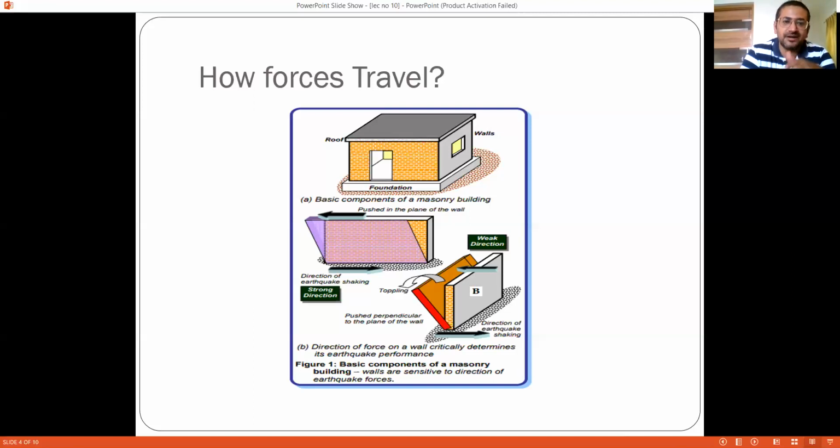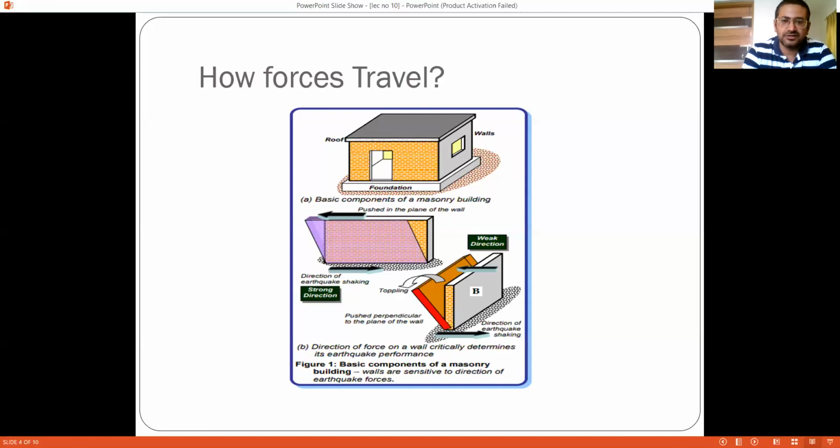And if the force is applied along the length of the building, then the length can be, let us say, the length of the wall is 3 meters, 5 meters, 7 meters, then we can assume that the stiffness of the wall is going to be very much higher in that particular direction, and as a result of that, it is not going to cause much problem when the forces are going to be applied. So strong direction, weak direction.